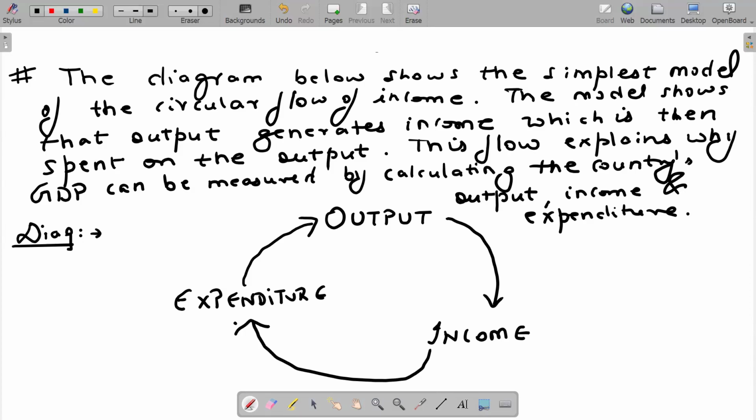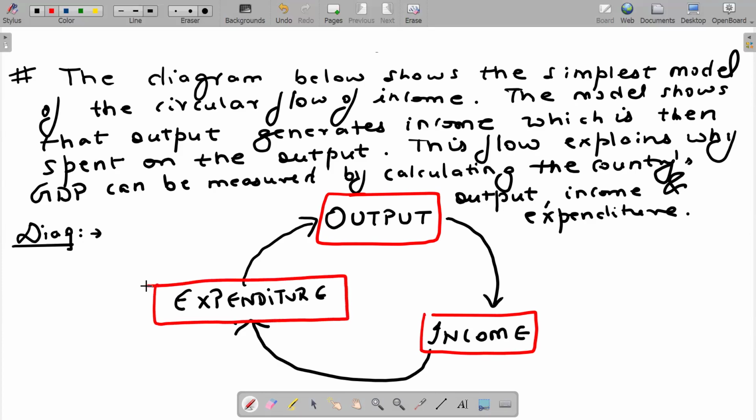That is why students can recall that in the previous lesson, we were measuring GDP using the three approaches, because the GDP calculated using the output approach, the income approach, and the expenditure approach should theoretically be equal. Because whatever output is produced in the economy generates an equivalent amount of income, which is then spent entirely on buying that output. So this is a simplified circular flow model.